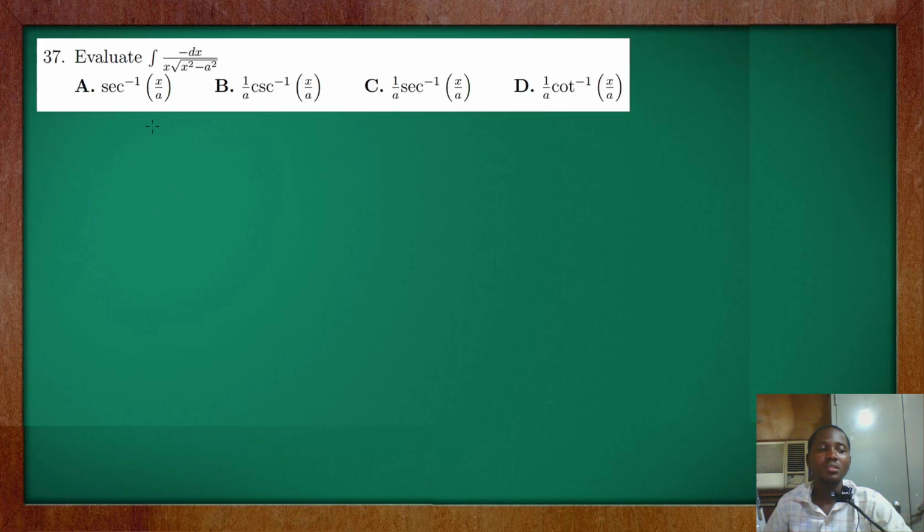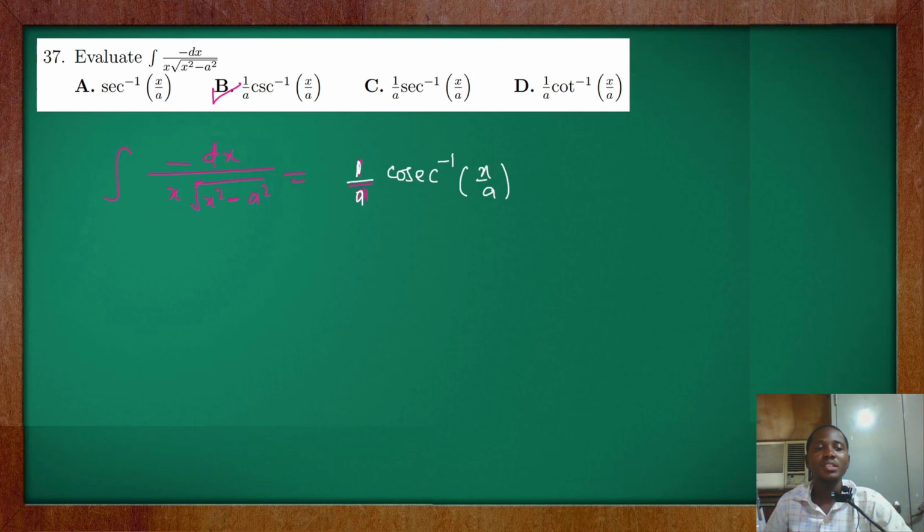In this question, we are asked to evaluate the integral of minus dx over x square root of x squared minus a squared. This is also a standard integral, and the correct option here is what? Option B. The integral of minus dx over x square root of x squared minus a squared is 1 over a. Like I said, this is a standard integral, so you have 1 over a multiplied by arc cosec of what? x over a.